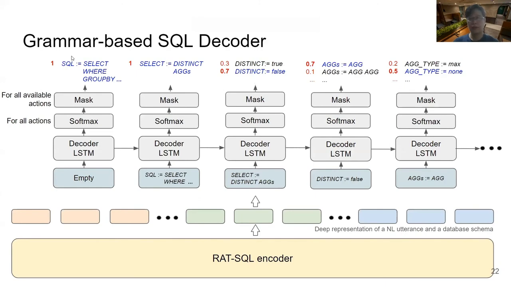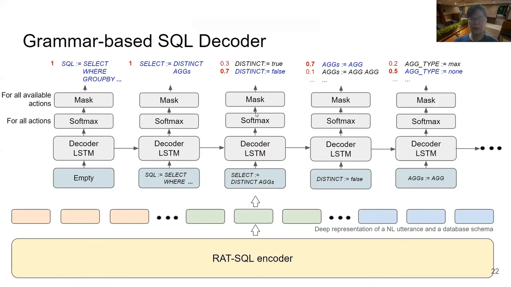The decoder LSTM chooses a series of production rules to generate a derivation tree. The chosen rules are colored in blue. First, the decoder chooses this rule and feeds this information into a decoder LSTM. Here we choose this production rule, select equals distinct and aggregations.